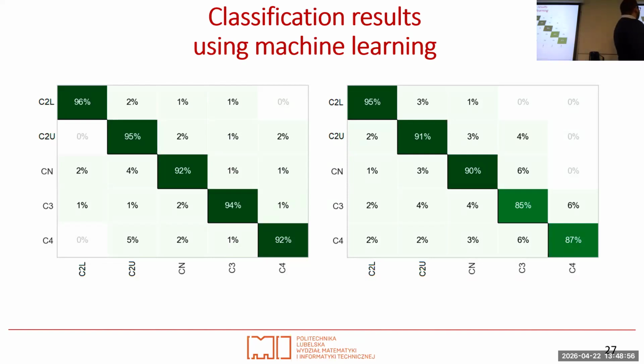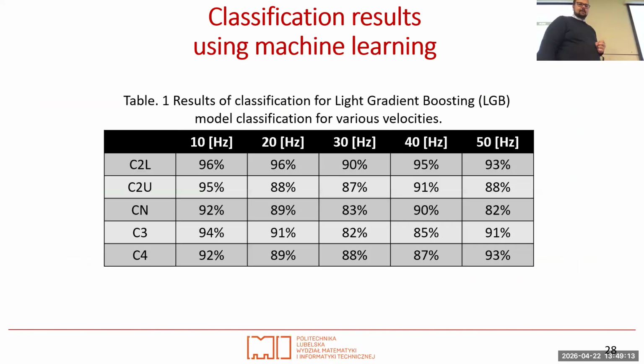Yes, and here are the clearance classes, like C2L. So it's the C2 lower class. Yes, normal clearance, C2 upper, C3, C4. But it refers to specific values of the clearance, like 48, 25, 8, and so on. Yes, so it goes from them.